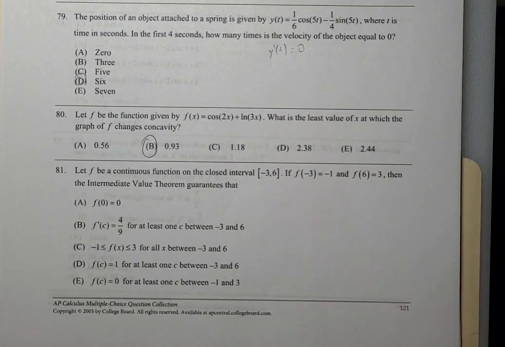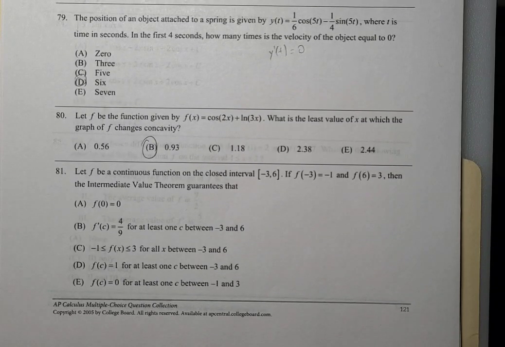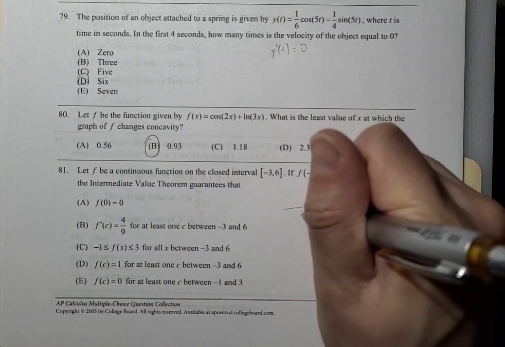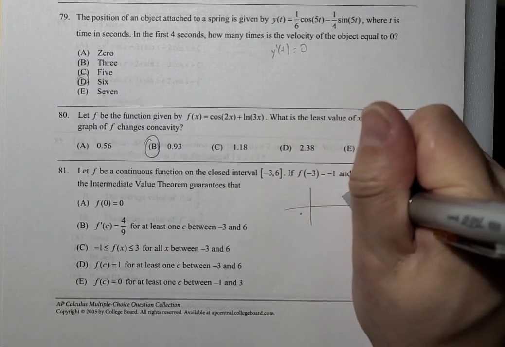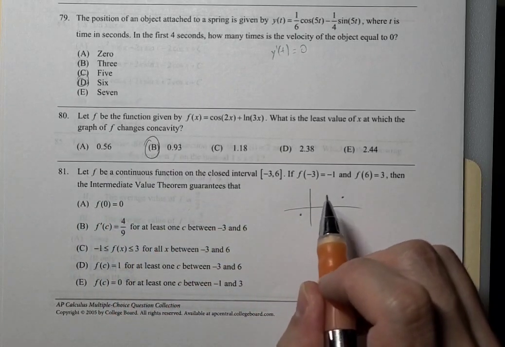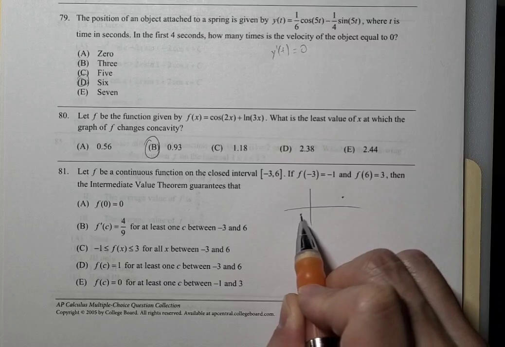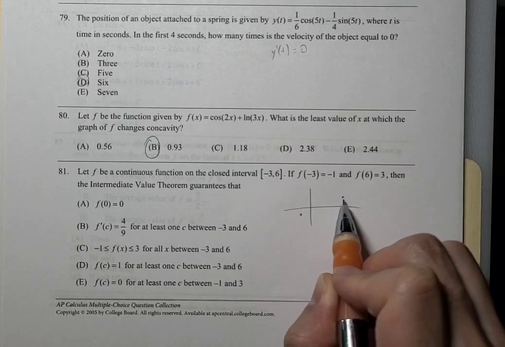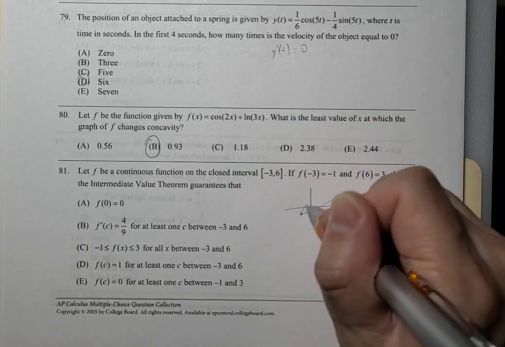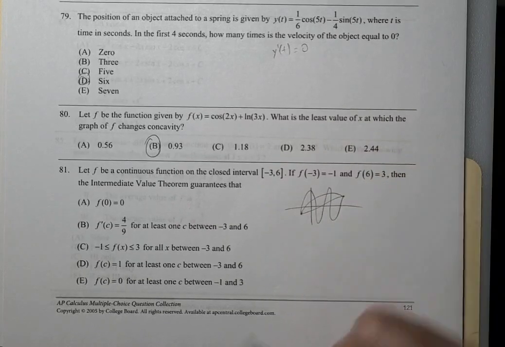Let f be continuous on the closed interval negative 3 to 6. If f of negative 3 is negative 1 and f of 6 is 3, then the intermediate value theorem guarantees that... Remember what that says? Let me even sketch it here. F of negative 3 is negative 1, somewhere here. F of 6 is 3, up here. It says f is continuous, and that's an important condition. Because it's continuous, and because one value is negative and one is positive, there must be at least 1 zero. It could go like this, or like this, or even oscillate a few times and go there. So it has to cross the x-axis at least one time.